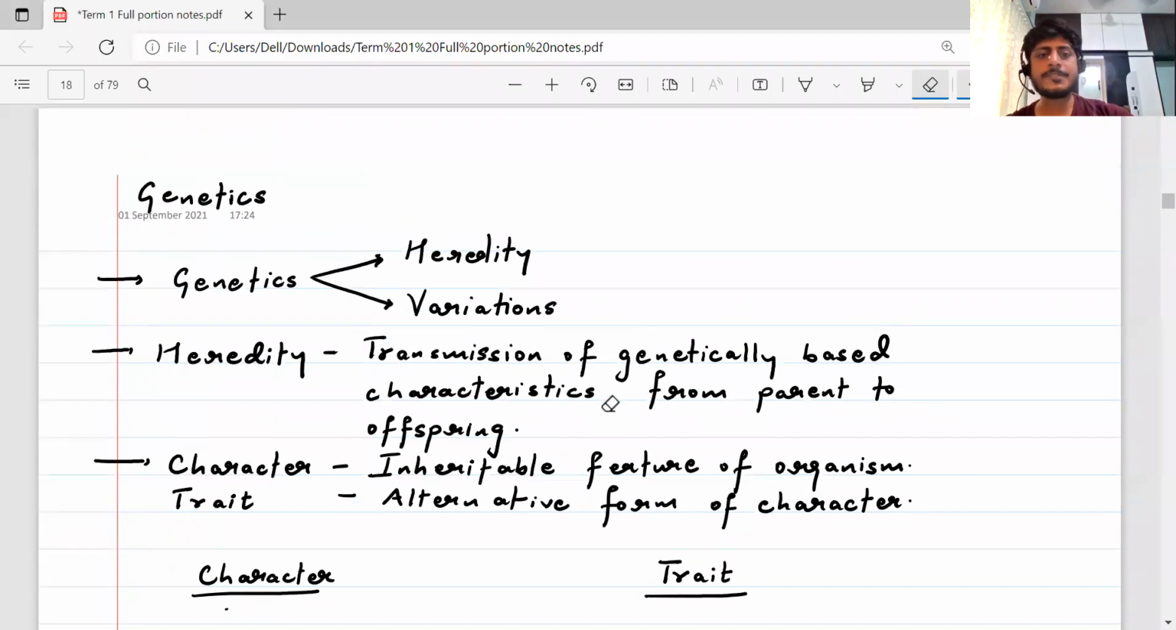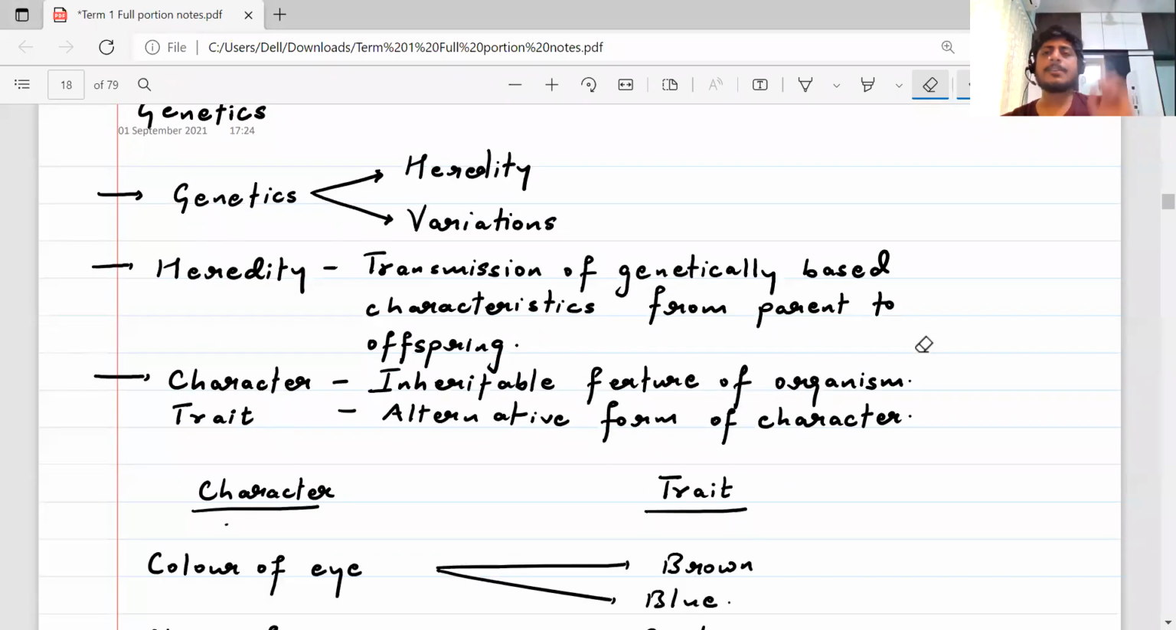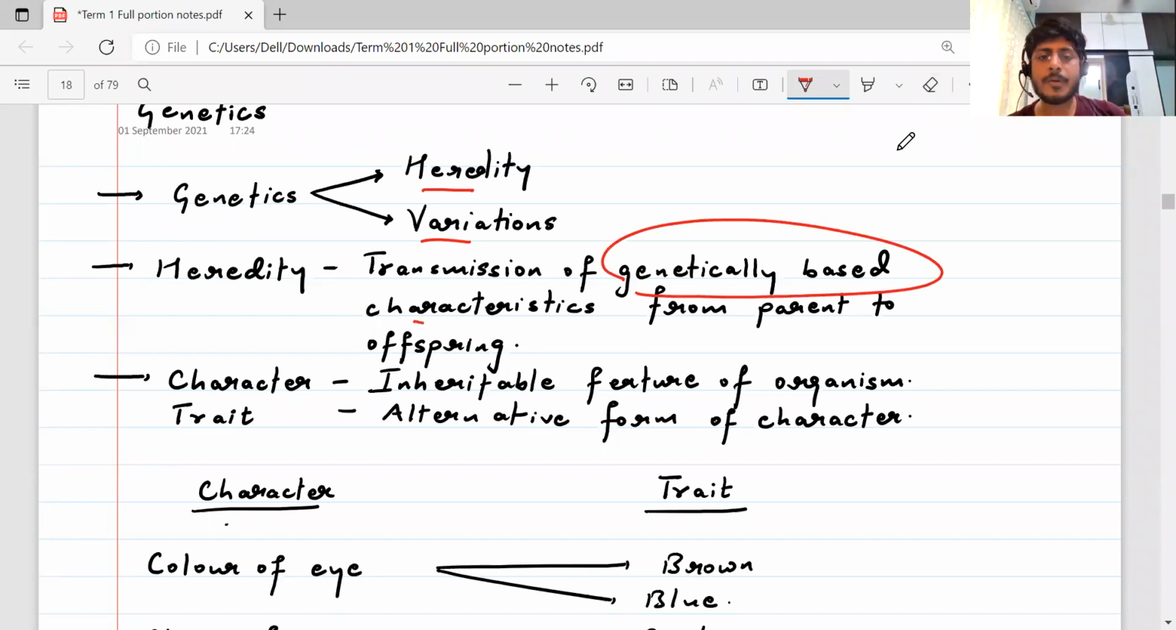Fine, let's move to genetics. In genetics, a lot of things are cancelled. We will see what is required for us. So genetics is basically the study of heredity and variation. What is heredity? Transmission of genetically based characteristics from parent to offspring.